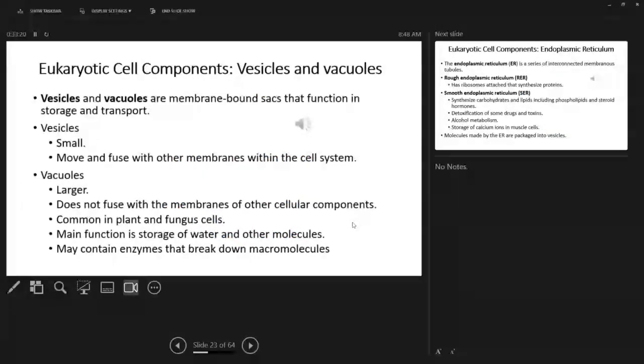So vesicles and vacuoles, already talked about that. These are just little sacs within a cell for containing stuff or moving stuff around, and it's just made out of membrane material. Same phospholipid bilayer as the plasma membrane.